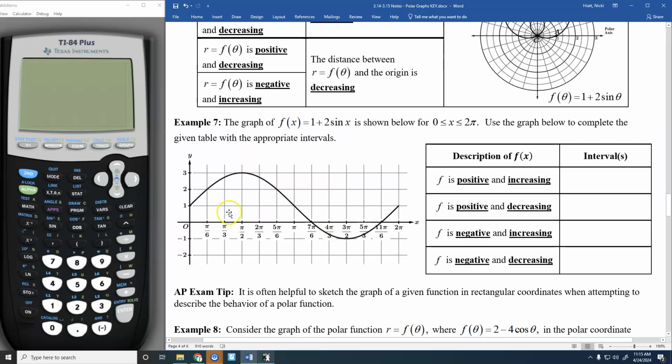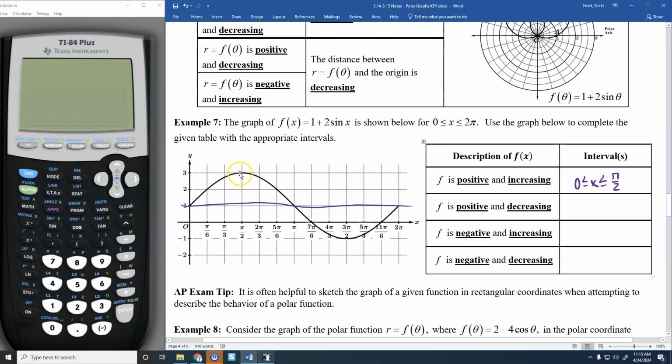One way to think about this is to think about what the graph of the function itself would look like. So if I am graphing f of x equals 1 plus 2 sine x, then that would have a midline at 1. It would have an amplitude of 2. And if we fill this out, where is f positive and increasing? It's positive and increasing here from 0 to pi over 2. So 0 less than or equal to x less than or equal to pi over 2.